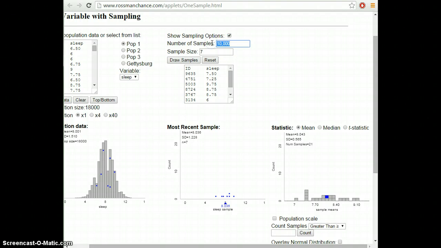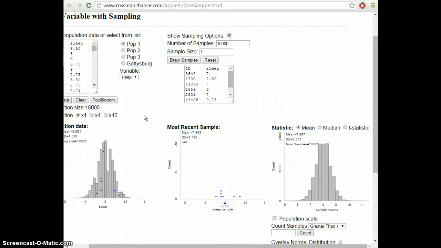Make sure I did that right. 10,000. And this may take just a second. Okay, now what do we have? Well, we notice that this graph now looks a lot like this. Why? What does this mean?